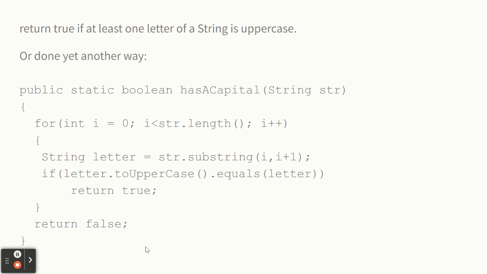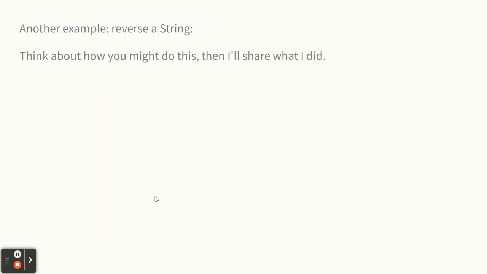Here's another way to do it. I'm just going to return true. If I find one, I stop checking. I only care about finding one. So as soon as I find one, I can return true, and the whole thing's over. This is more efficient. It doesn't go through the whole string. If the first letter was capitalized, it wouldn't be checking any other letters. I mean, for our purposes, the speed or efficiency isn't really our top goal. But okay, another example. Do you think you could reverse a string?